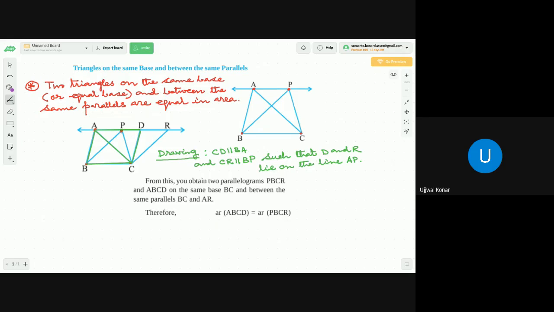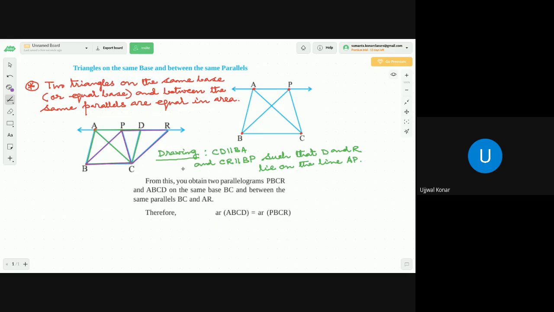In a similar manner, if you look into the parallelogram PBCR, and I use a different color, dear students, the diagonal is PC. Then what do we get? Two triangles, one is PBC and another one is CRP. So this is the diagonal, correct? These two triangles, PBC and CRP, are also congruent to each other, correct? Clear or not clear? Yes, sir.